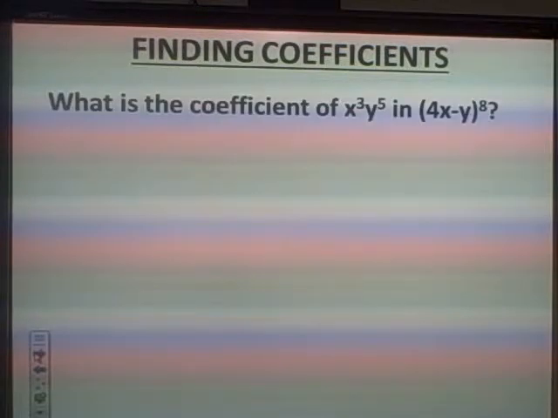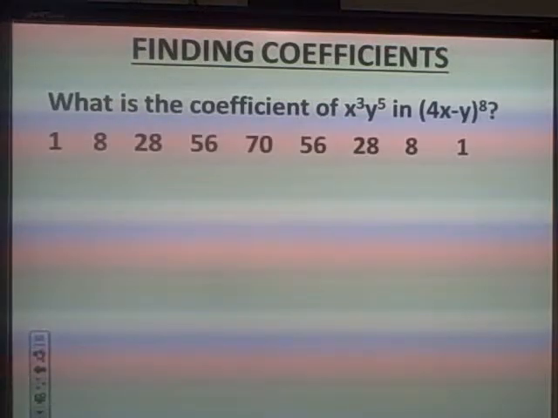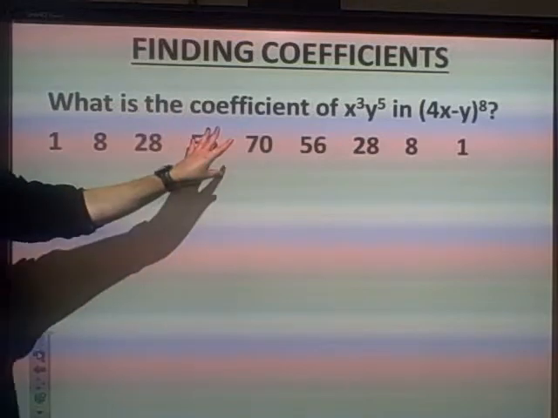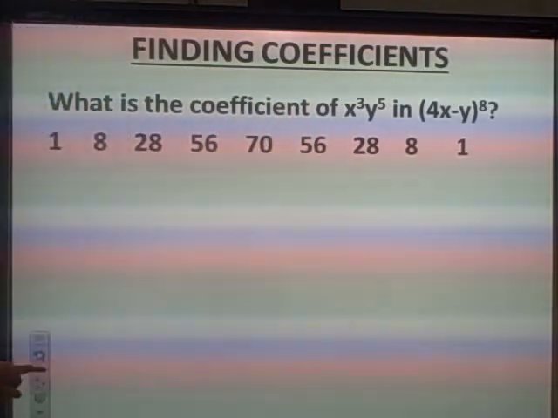Okay, last question, this time with two variables, so x cubed and y to the 5. So it's the power of 8, so we're going to need the 8th row to begin with. And if I was doing this, I'd be doing 4x all to the power of 8, 4x all to the power of 7, 6, 5, 4, 3. So I'm interested in 56 for this question.